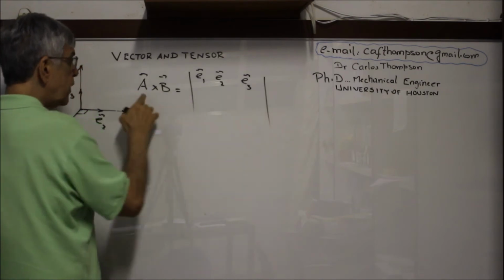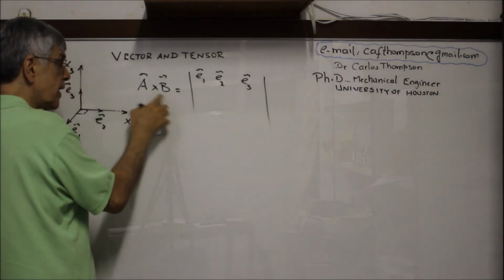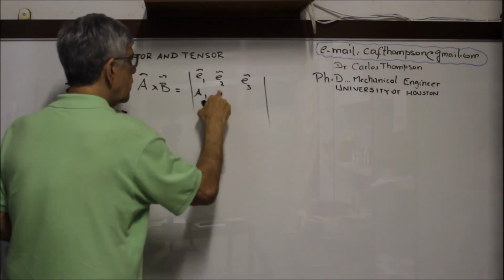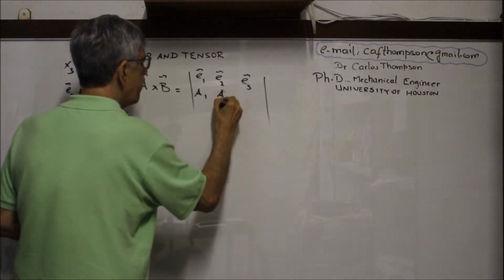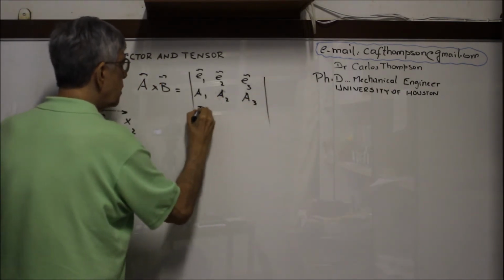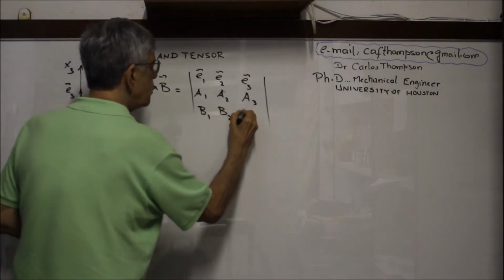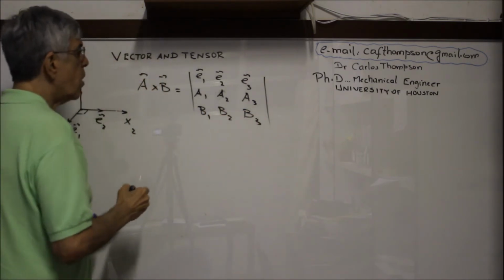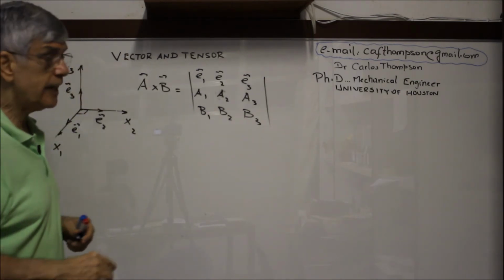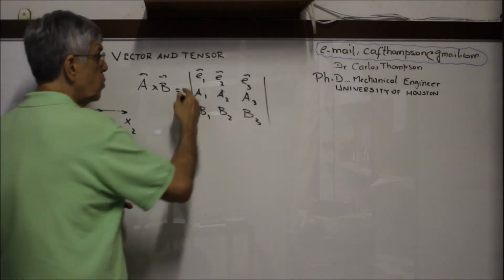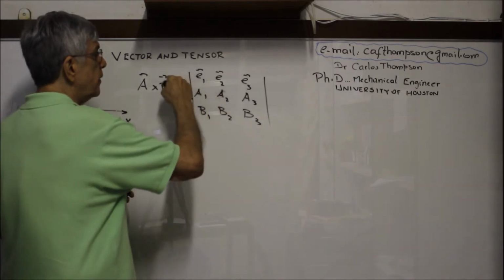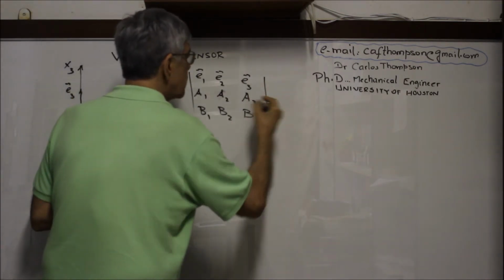And this row, the components of this vector here at the left will be A1, A2, and A3. And the third row, B1, B2, and B3. Now, from the theory of determinant, we can expand according to one row or one column. So let's choose, obviously, the first row to expand.